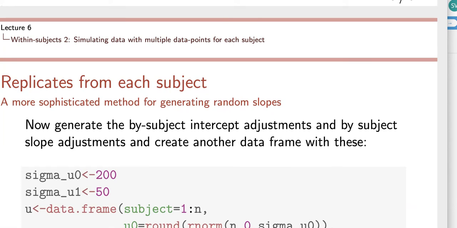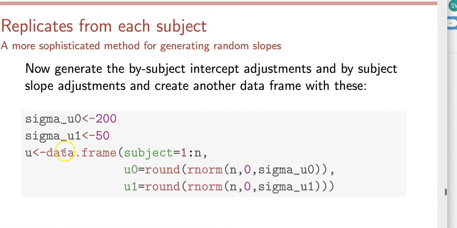Okay, so first I'm going to generate a matrix which I will call the U matrix. Okay, small case u. I'm going to generate a U matrix that's going to contain the intercept adjustments in the first column and the slope adjustments in the second column. So if I have 10 subjects, I'm going to have 10 rows in this U matrix. The first column will have the intercept adjustments, the second column will have the slope adjustments. Okay, so that's what I've done here.